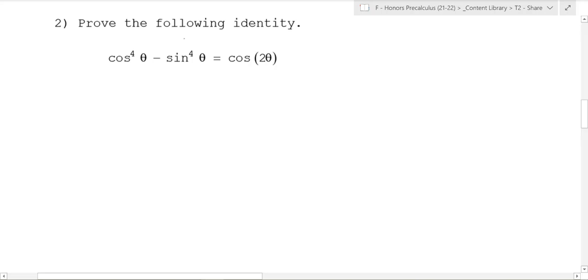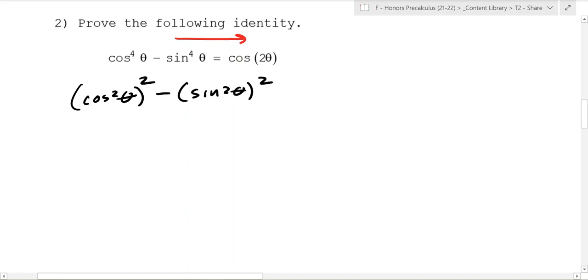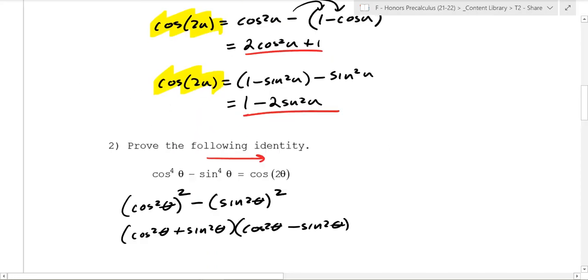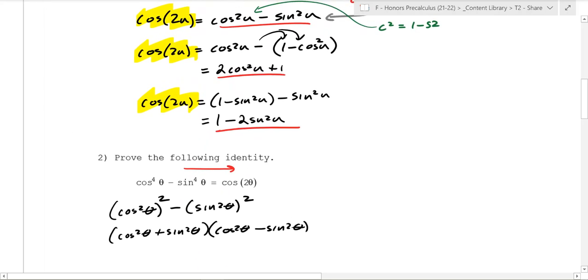So how do we go about proving this identity here? The general idea is start with the bigger side and move to the shorter, smaller side. So we're going to go from left to right here. What you'll notice here is this is just cosine squared theta squared minus sine squared theta squared. This is the difference of squares. So we can factor it into cosine squared theta plus sine squared theta times cosine squared theta minus sine squared theta. And then you might try to factor some more. You've got to be careful here, because let's just see what we notice here. Well, look at this. Look familiar here? Cosine squared plus sine squared.